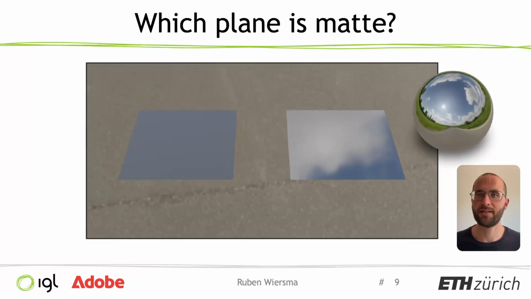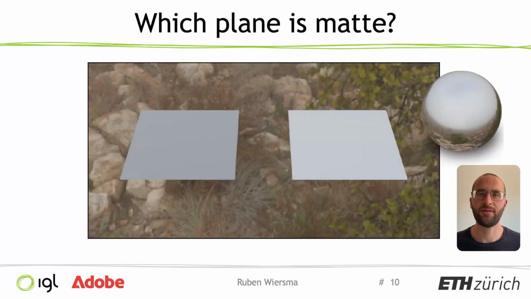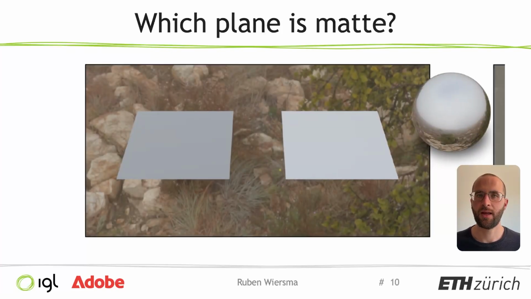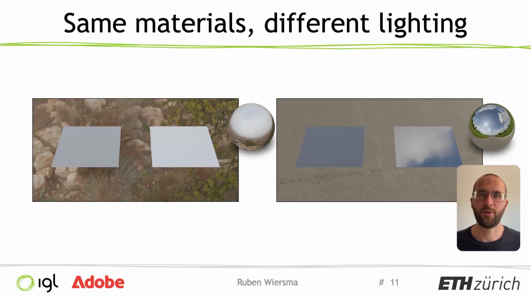Which of these planes is more matte, and which one is more like a mirror? How about these planes? What if I told you that these are both the same materials in different scenes, but the combination of the viewpoint and lighting makes us uncertain in the left case and certain in the right?